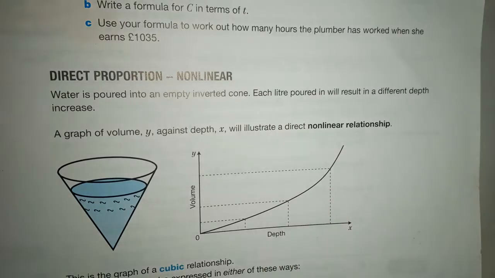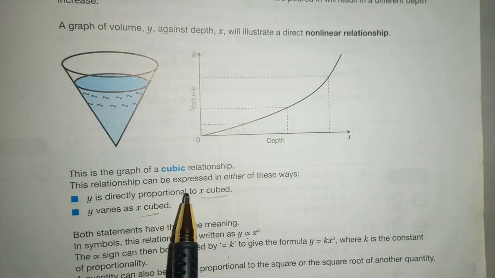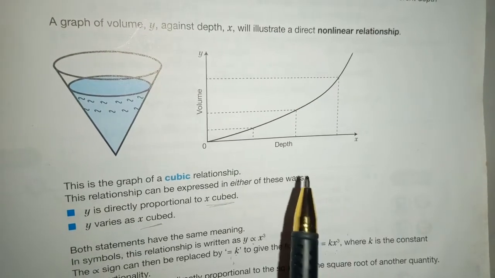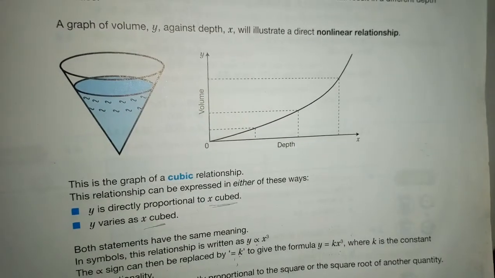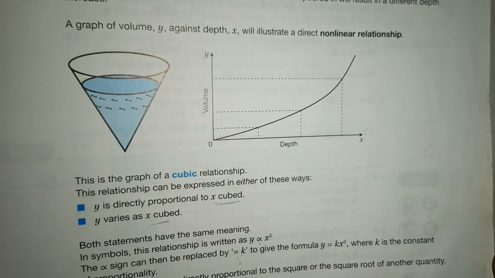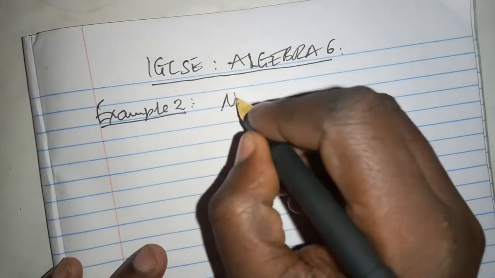For example, this is a graph of a cubic relationship, and this relationship can be expressed in either of these ways. Directly, y is directly proportional to x cubed, or y varies as x cubed. It is important to talk about nonlinear.